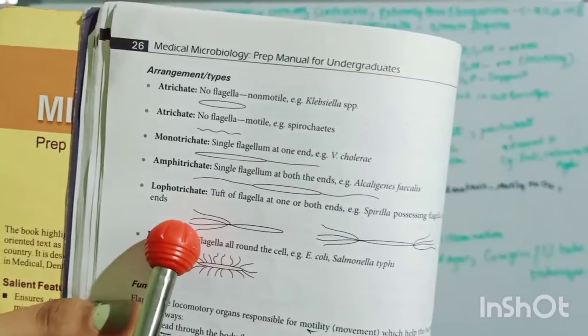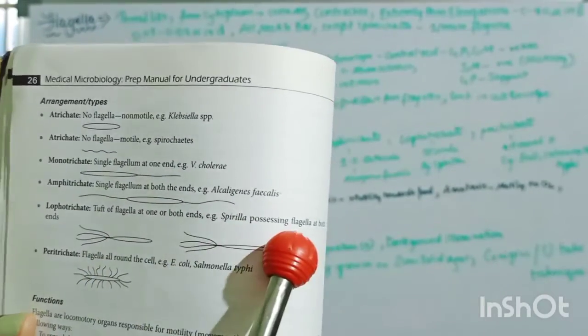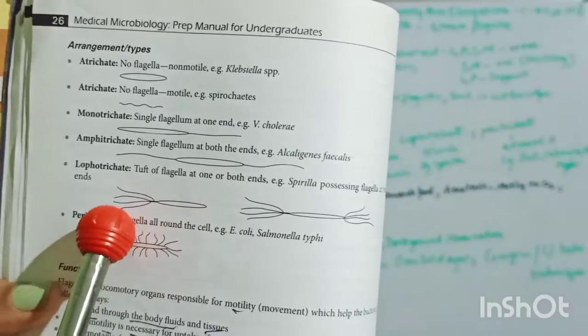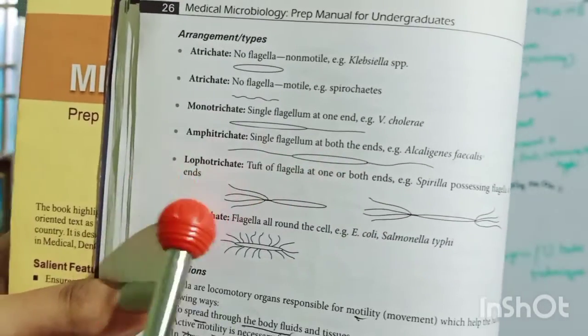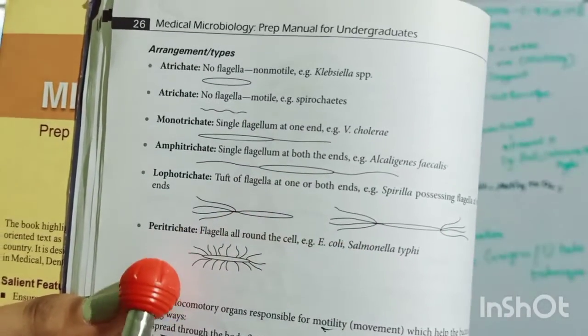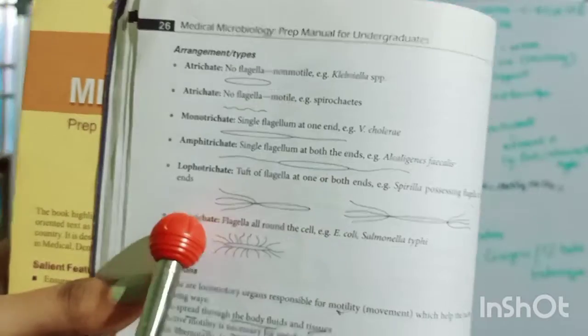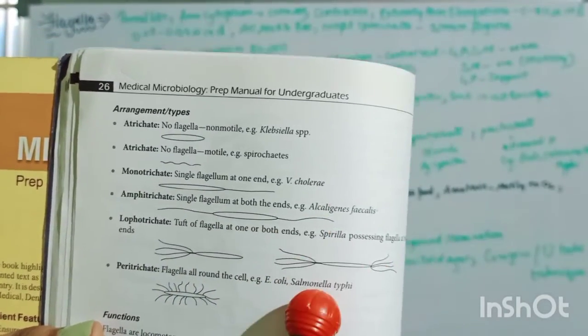And next, coming to lophotrichate. Lophotrichate means a tuft of flagella at one or both ends. An example is Spirillum, possessing flagella at both ends. Here you can see Spirillum contains flagella at two ends. It may be at only one end or at two ends, in a tuft, like branches. Next, peritrichate: flagella all around the cell. Examples are E. coli and Salmonella typhi.